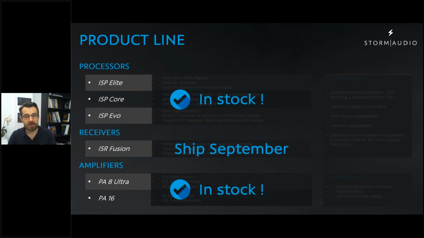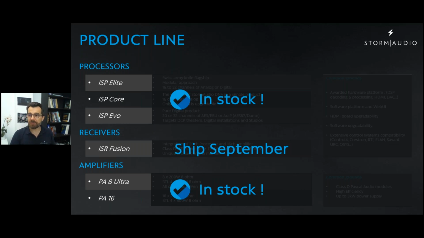Something very important to note with COVID: the last 2 years have been very difficult to manage the stock due to component supply, etc. We're very happy that this is now over. We have stock on all the models, so you can place your order and you will be delivered very fast. The only product that will ship only in September is the new model ISR Fusion, our new receiver. You can already place an order. But clearly, right now, if you have a project, just call us and you can have products in a few weeks, really in 2 weeks, let's say. And that's really key. So we're looking forward to hearing from you on that aspect.